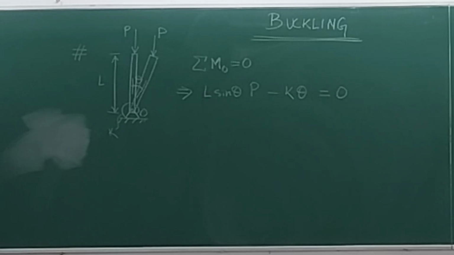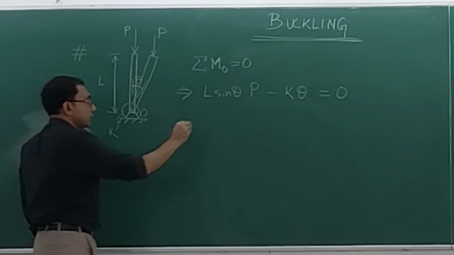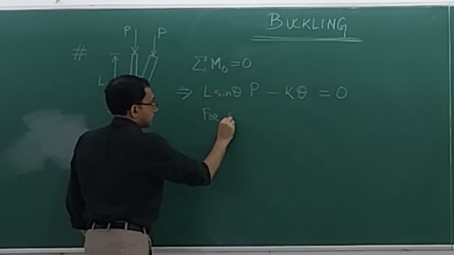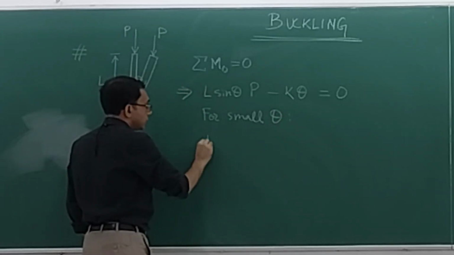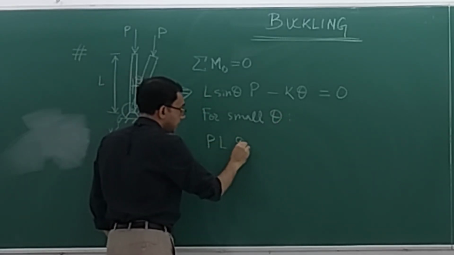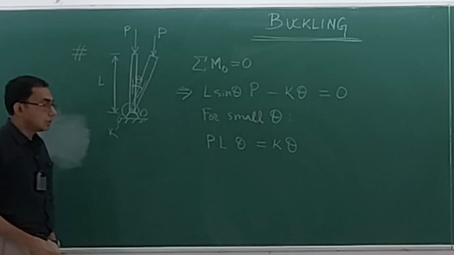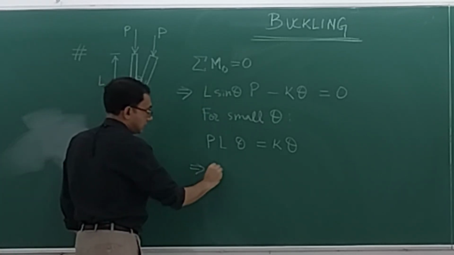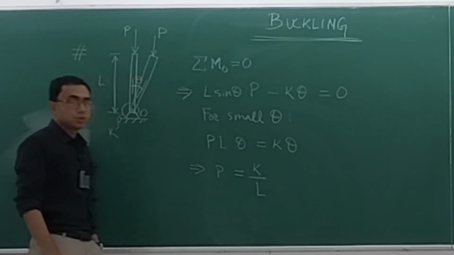Now, remember what I said earlier, that the disturbance is going to be very, very small. Very, very small disturbance means what effectively in mathematical terms? That our theta is small. Okay, so for small theta, what we are going to have effectively is this PL theta is equal to K theta, or P is equal to K by L.